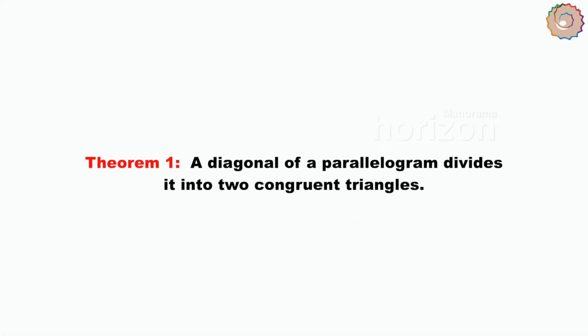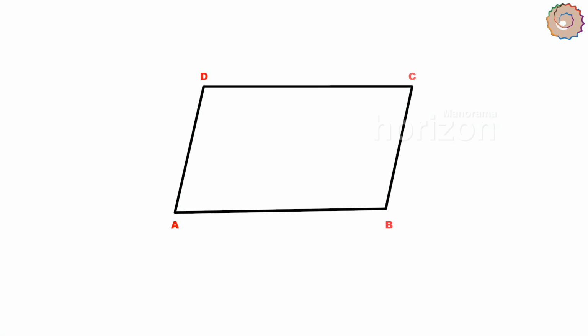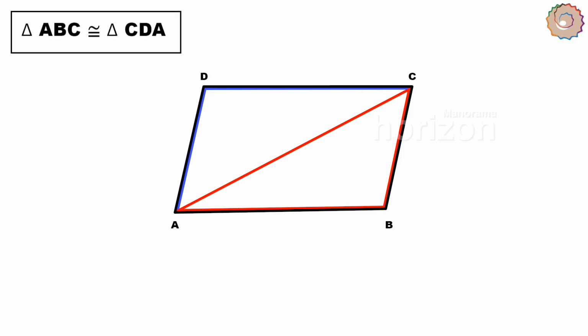Theorem number 1. A diagonal of a parallelogram divides it into 2 congruent triangles. Given a parallelogram ABCD, what is the construction we have to do? Join AC so that AC forms a diagonal and divides the parallelogram ABCD into 2 triangles, that is triangle ABC and triangle CDA. Now, we need to prove the 2 triangles ABC and ADC are congruent triangles.